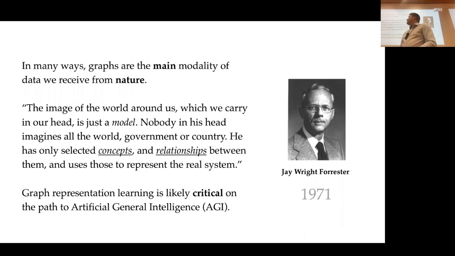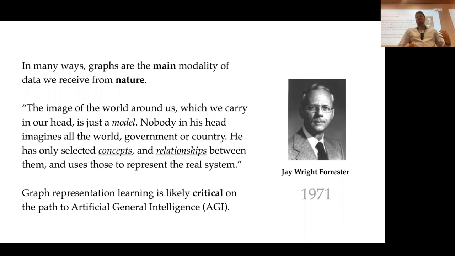Okay, and I always like to put this quote from J. Wright Forrester, which also talks about the mental model with which cognition is founded. And if you really think about it, the image of the world that you carry around in your head is quite graph structured, right? You don't imagine immediately in your head all the possible concepts that could ever be. Rather, you have some selected concepts, you know about relationships between them, and then you use some reasoning to derive new knowledge about the world, right? So in a way, the processes that underlie human cognition are structured as reasoning procedures over some kind of a graph structure that's maintained in your brain, right?